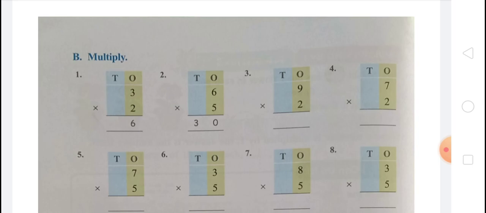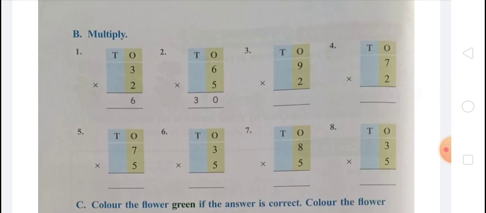Fifth question is 7 multiplied by 5. We have to multiply 7 by 5. So we will read the table of 5, seven times: 5 ones are 5, 5 twos are 10, 5 threes are 15, 5 fours are 20, 5 fives are 25, 5 sixes are 30, 5 sevens are 35. So here will be 35. On the tens place there will be 3 and on the ones place there will be 5. Hence 3 tens 5 ones make 35.